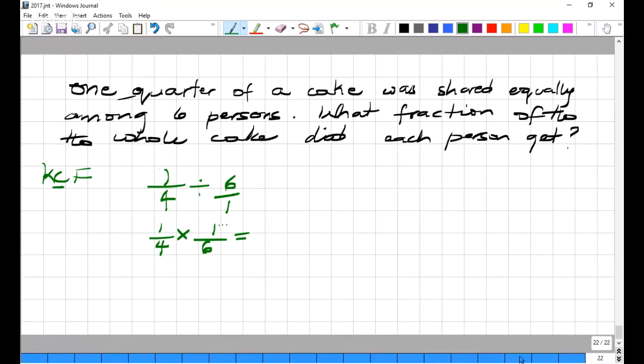So what does this become equal to? Okay. So what do I get as my answer here? 1/24. Okay. Exactly, 1/24. Let me see if I can quickly show you what this would look like.